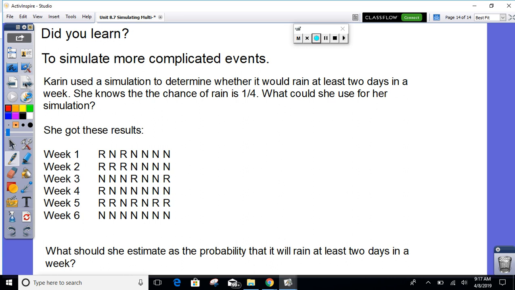So that would be a good estimate of the probability that it would rain at least 2 days in a week. Okay, if you go to the summary on the back, it also kind of summarizes the lesson in a different way, so you can read through that. Especially if you're watching the video and you were absent, that might be helpful for you.